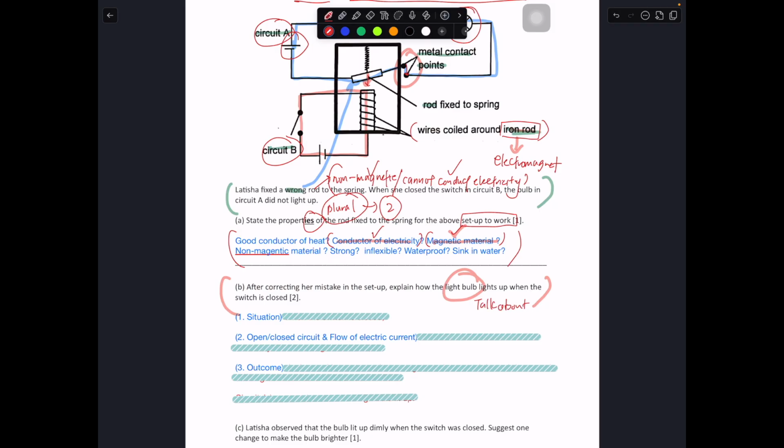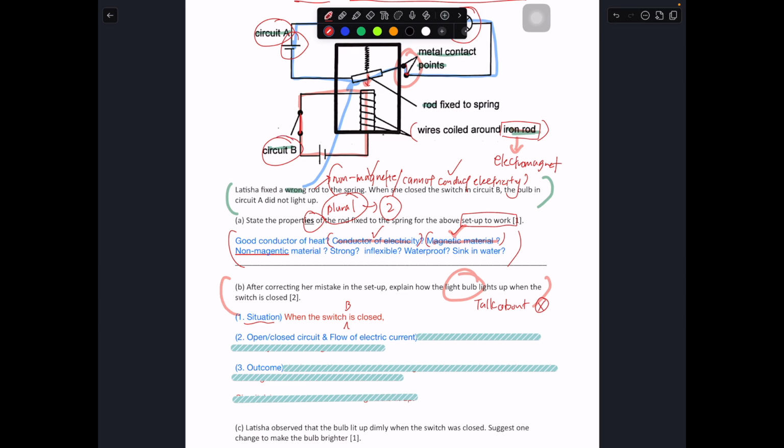Talk about the light bulb. Without talking about the light bulb, you are not answering the question. So in this case, you can talk about a situation. The situation will be when the switch is closed. When switch B is closed, what happened?